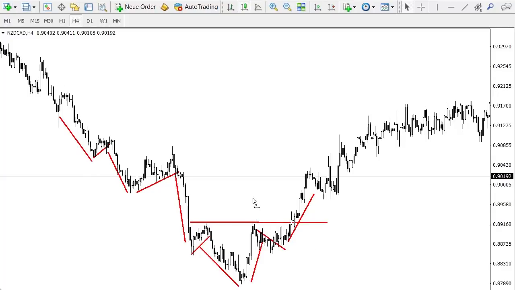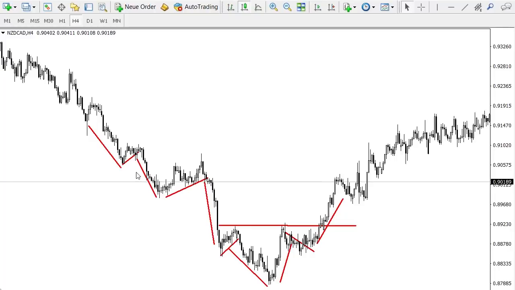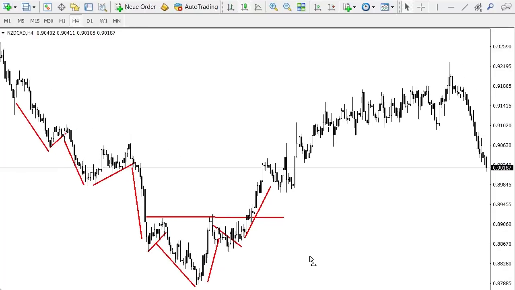So you can see, as long as the impulsive waves are stronger than the corrective waves, you are in a downtrend. But suddenly when you see that the trend waves are shifting direction a little bit, then you can see something here is not quite right. And this is something that you will see over and over again.